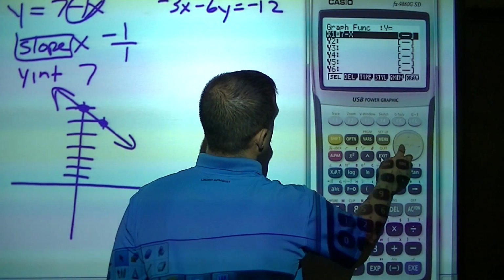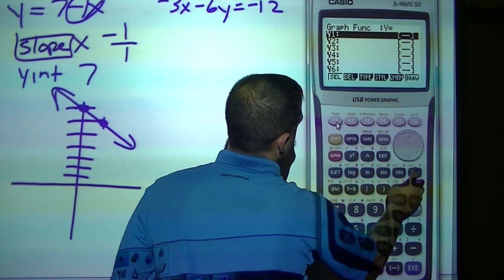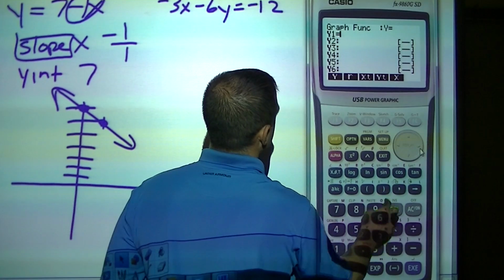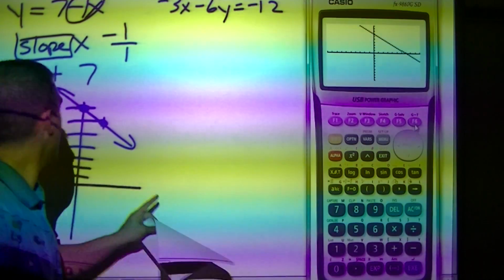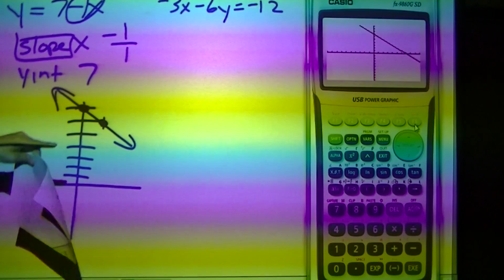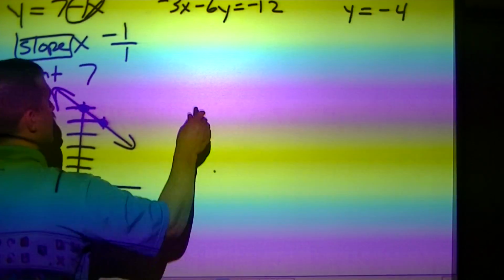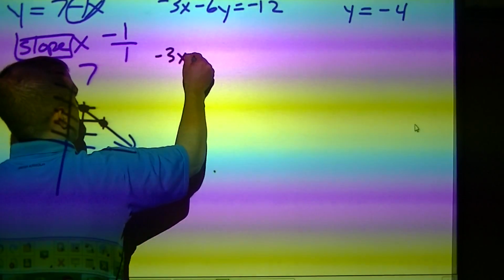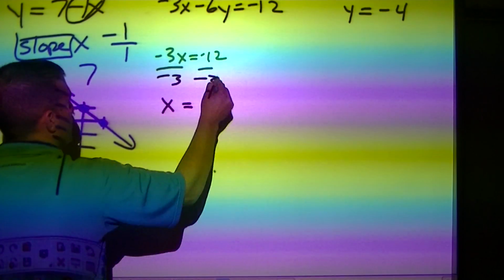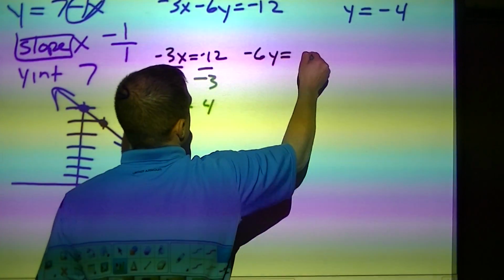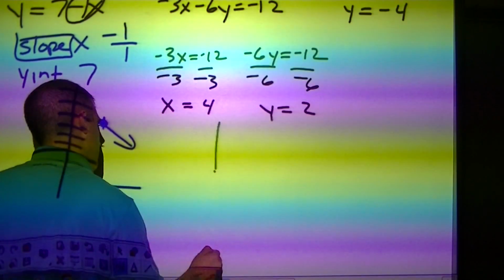All right, let me delete this. All right, type y equals, okay, 7 minus x, okay, and draw. And if you notice, isn't that what I have? All right, so it wasn't at 1. So you got to be careful there. All right, this type, I'm doing negative 3x equals negative 12. Watch your negatives, because that's going to be x equals 4. Negative 6y equals negative 12, divided by negative 6, y equals 2.